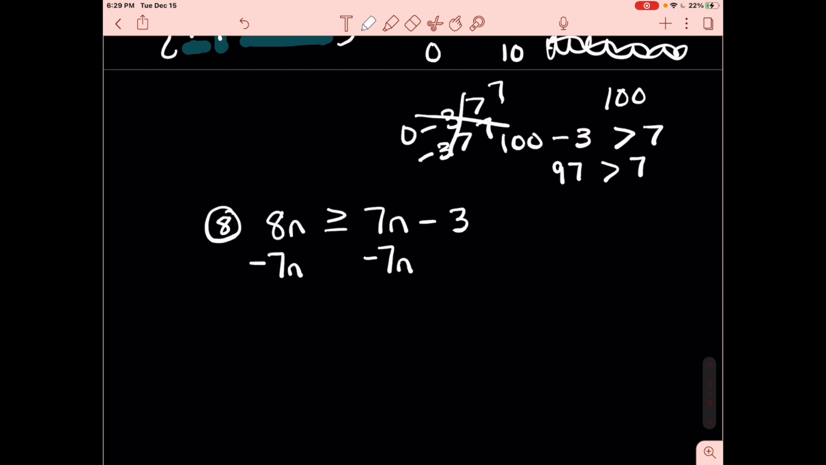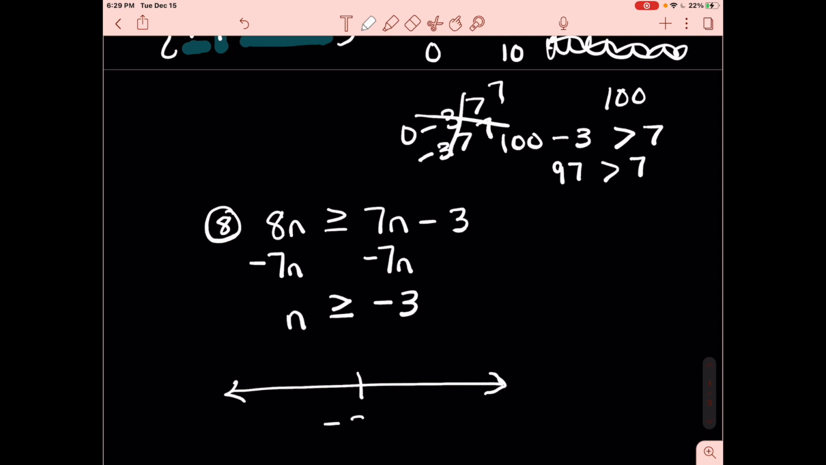8n minus 7n is just 1n. Then make sure to keep your greater than or less than sign. And the end answer is n is greater than or equal to -3. Let's go ahead and look at that on a number line.